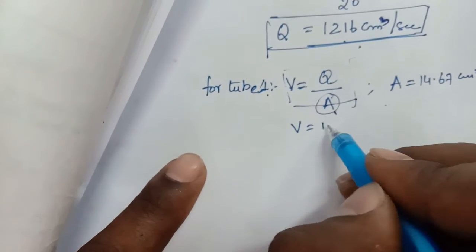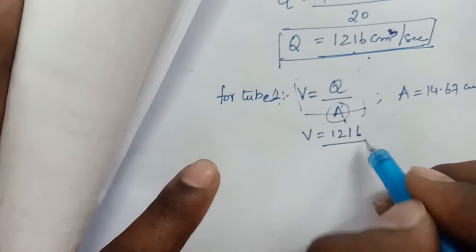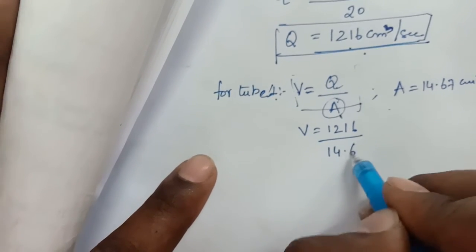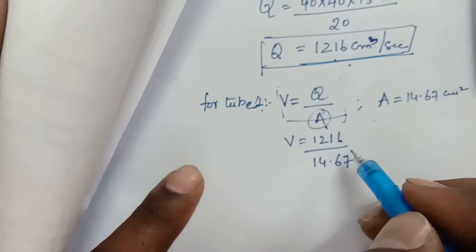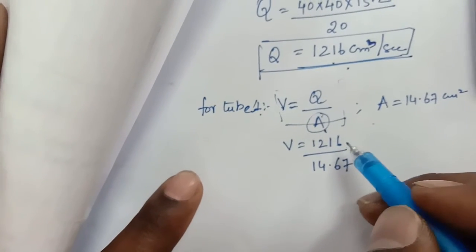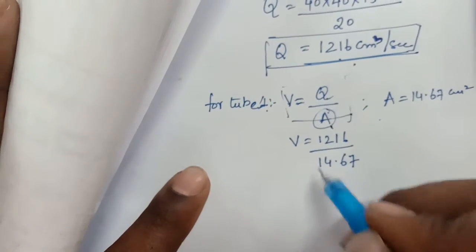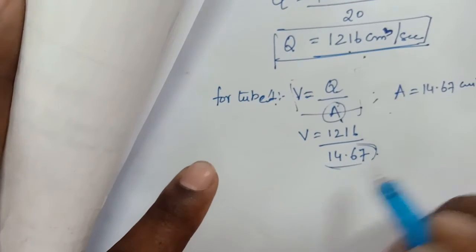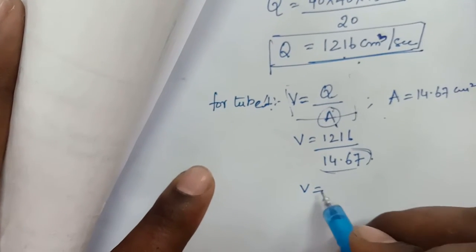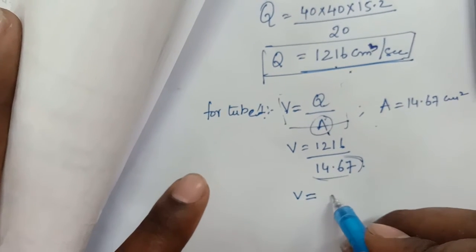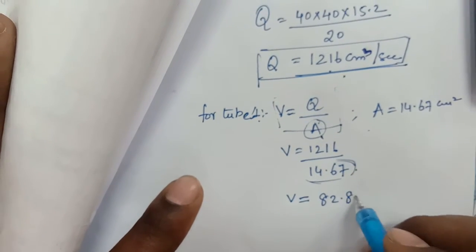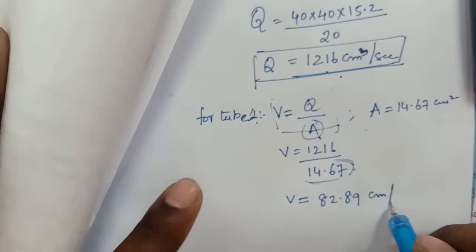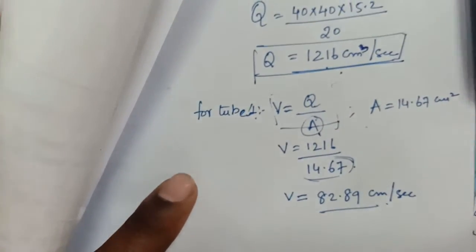So the velocity at tube 1 is 1216 divided by the area, 14.67, as we have already discussed that at point 1 we have 11 tubes, and the first tube area is 14.67. So the velocity at tube 1 is 82.89 centimeter per second. So this is the velocity.